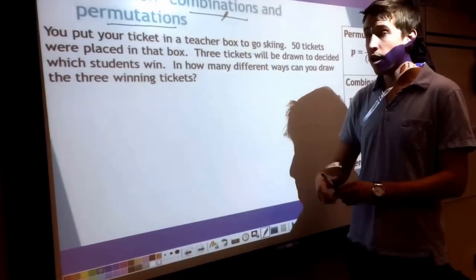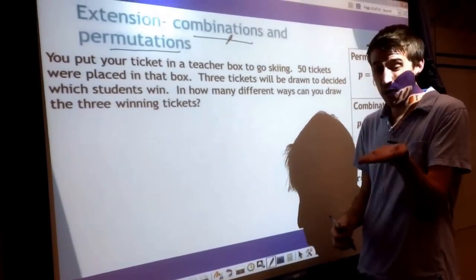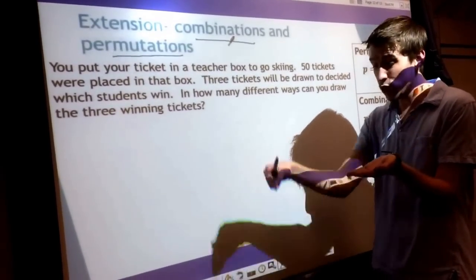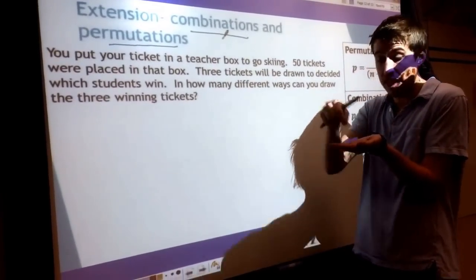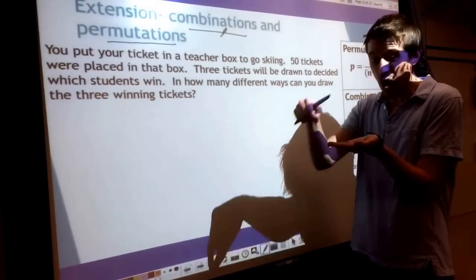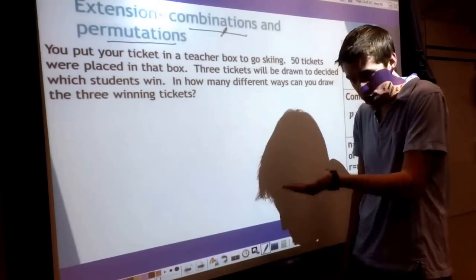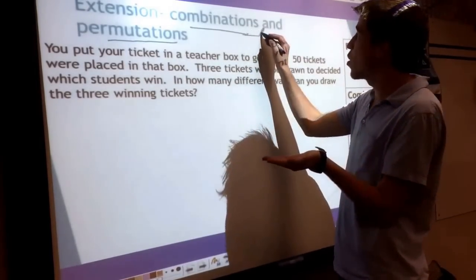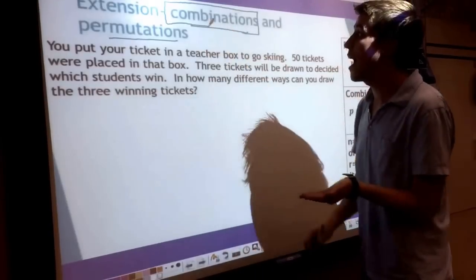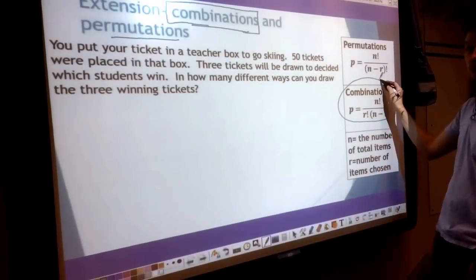No. Because all 3 students that we pick out, they all get to go skiing. The first person doesn't get something special that the second and third person don't. The order doesn't matter at all. I just need to draw 3. So since the order does not matter, we have a combination problem.